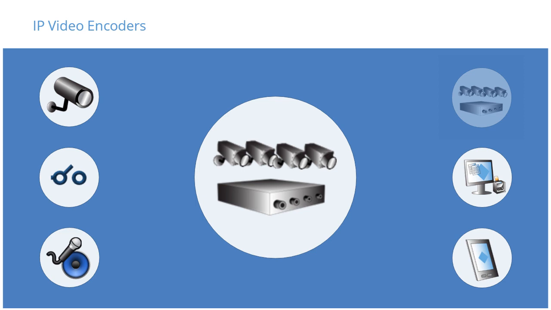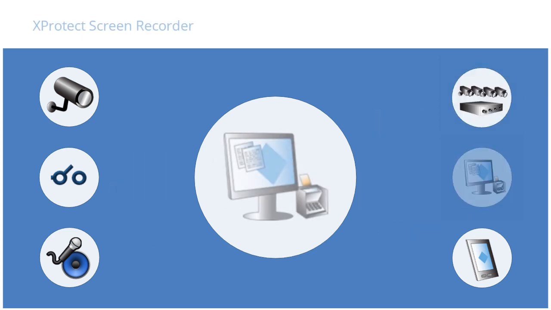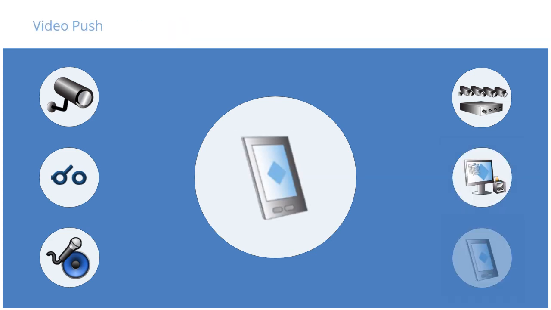Like IP cameras, many encoders include additional functionality that's supported by Milestone device drivers, such as one- or two-way audio, contact closure input-outputs, onboard recording, edge storage, onboard sensors, and video analytics. The XProtect screen recorder is a feature that provides recording of computer screens. It captures the main screen, a selected screen, or all connected screens, and is handled as any normal camera. Video Push lets you stream live video from the camera on your mobile device to your XProtect surveillance system and process and record it as any other camera stream.